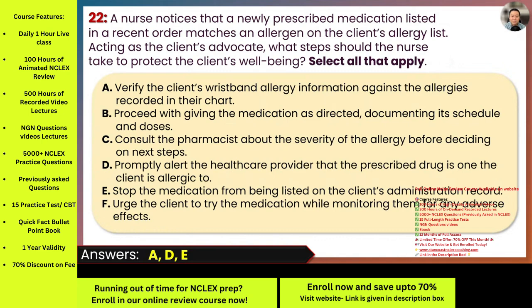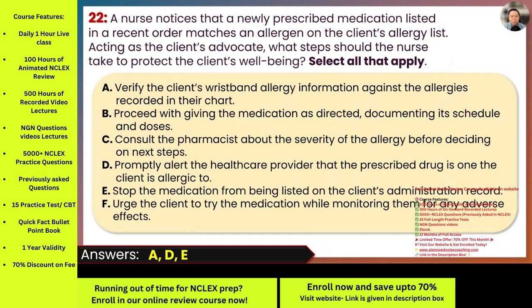Consult the pharmacist. Well, we know that pharmacists can provide additional information, but this should not delay notifying the physician. The medical provider should be the one who must change the order. And if you are waiting on the pharmacist, this could significantly waste valuable time. So take note that you should always go directly to the provider first when an allergy conflict is detected.